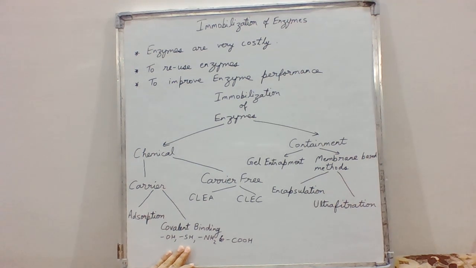Some examples of enzymes immobilized by this method are chymotrypsin, alpha chymotrypsin, trypsin, carboxypeptidase A, lipase, D-amino acid oxidase, ferredoxin, NADP oxidoreductase, esterase, renin, and penicillin G acylase.